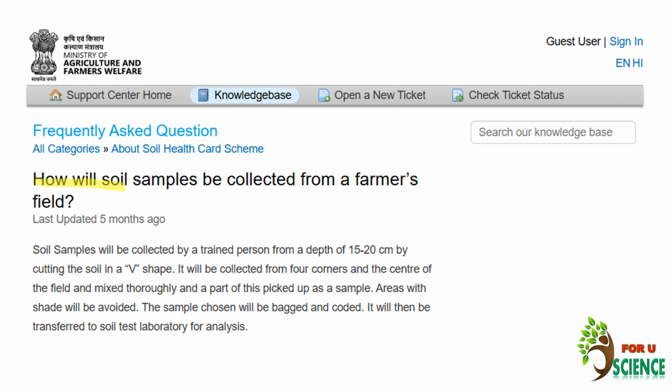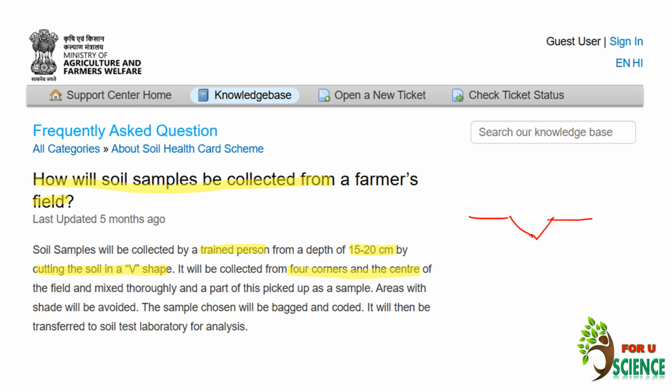Next, how will the soil samples be collected from the farmer's field? The soil samples will be collected by trained persons at a depth of 15 to 20 centimeters by cutting the soil in a V shape. As we know, when we collect soil samples, we have to collect them in a V shape so that we get the sample in a uniform manner. They will be collected from the four corners and the center of the field, and mixed.